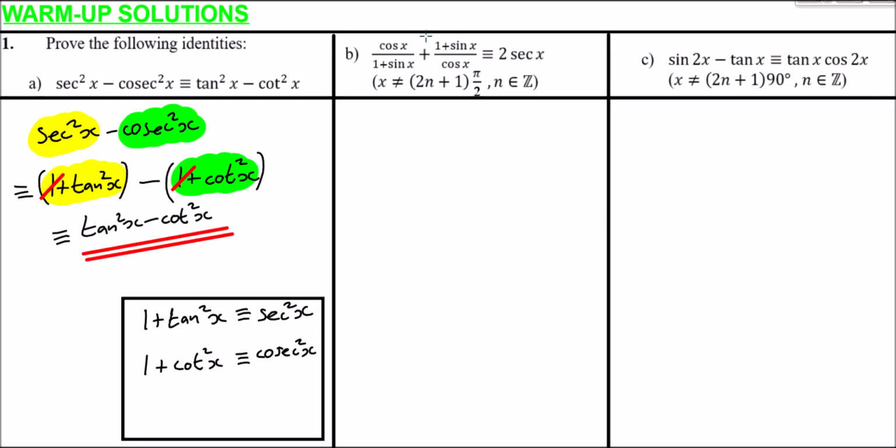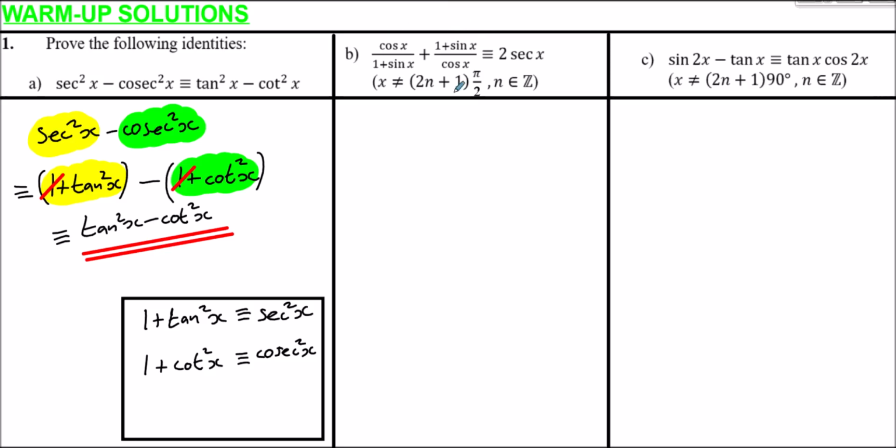So part B, we need to prove that cos x over 1 plus sine x plus 1 plus sine x over cos x equals 2 sec x. These are the restrictions on x to make sure that the denominator isn't going to ever equal 0, so that this will actually work. Okay, I'm just going to give a little hint here.